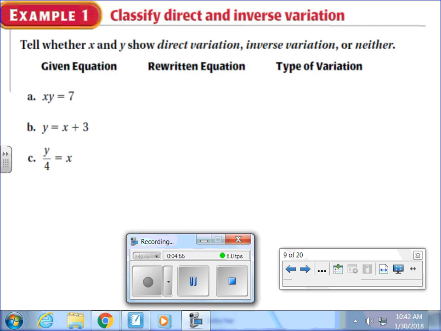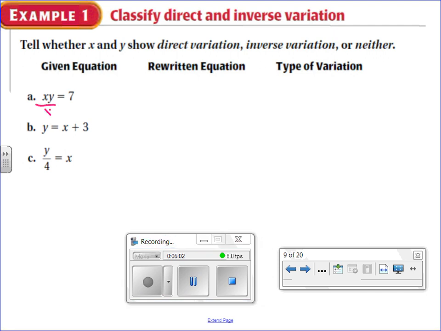How would you solve it for y? How would you move your x? Divide by x on both sides. So divide by x, divide by x. That would leave me with y equals 7 over x. Is that direct, inverse, or neither? Inverse, good. 7's the constant.